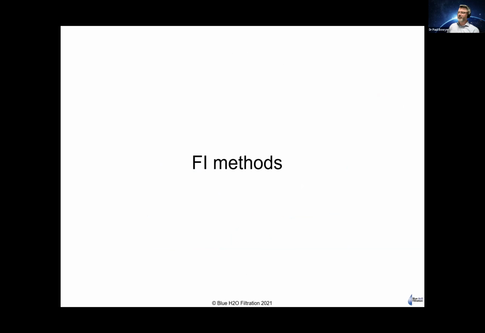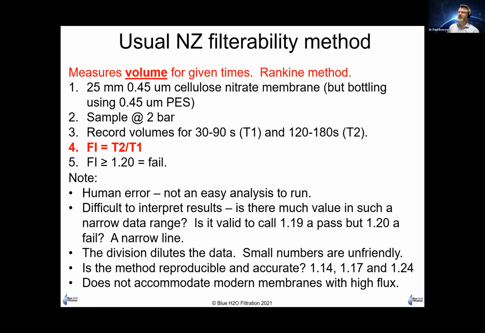Now, there are a few different ways of measuring filterability index. Essentially, all of them involve pushing wine through a membrane test disc under 2 bar of pressure. The one that you most commonly see in New Zealand is the Rankine method. So basically, you push the wine through the test disc, you collect wine at certain fractions of time, and from that you generate a fraction, which is a filterability index. Typically in New Zealand, you see a cellulose nitrate test disc being used, but cellulose nitrate is dangerous goods, so it's not easy to move around the place, and it's not used in wine filtration anyway.